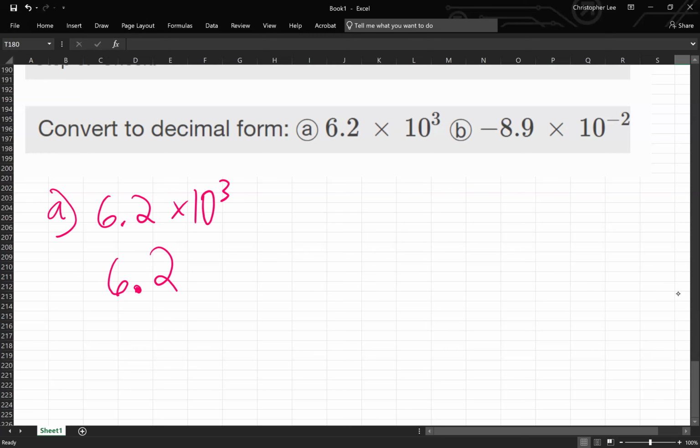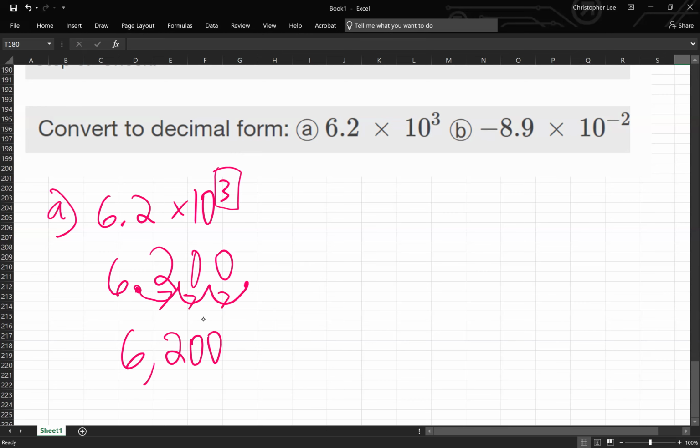Six point two, decimal place, three spaces this way. Good. Writing it 6.2 and then zeros. Perfect, right? So I just move the decimal place three spaces to the right. Why 3? Because the power is 3. So my answer is 6,200, right? Let's look at B.